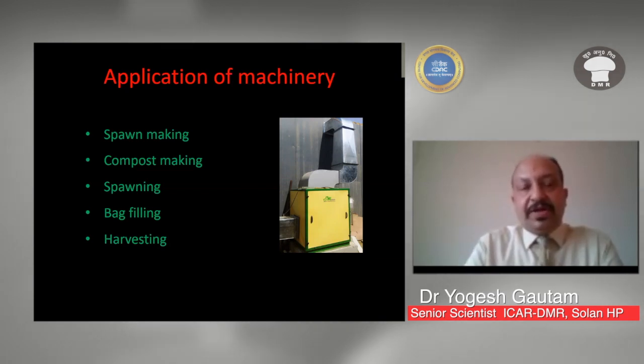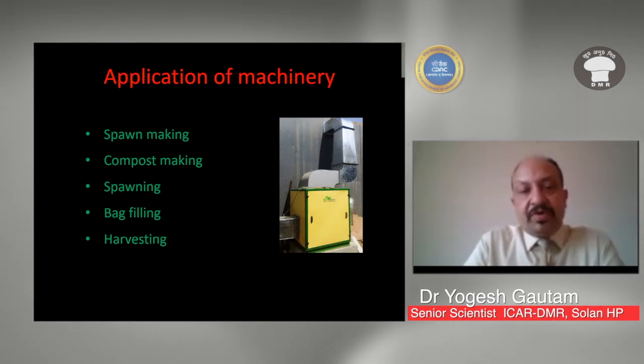So when we talk of machinery in mushroom cultivation, the first process is of making spawn. So in spawn making also, if you are making spawn on a large scale, you require machineries like autoclaves, laminar flows, boilers, kettles, and a room with racks. And you have to maintain the temperature within definite limits.